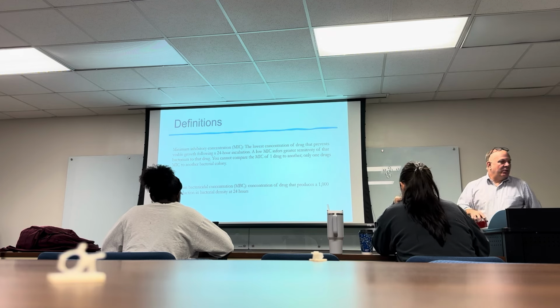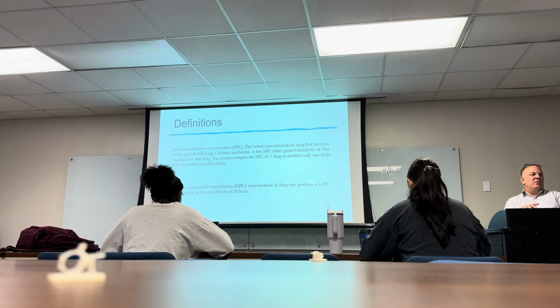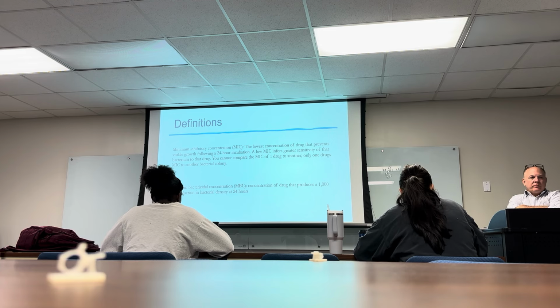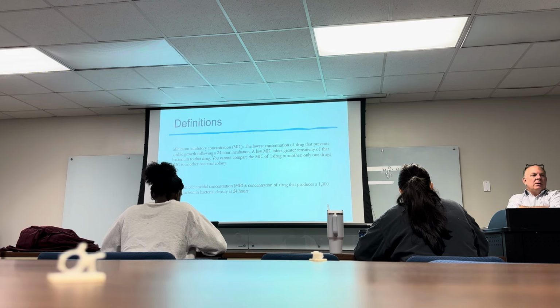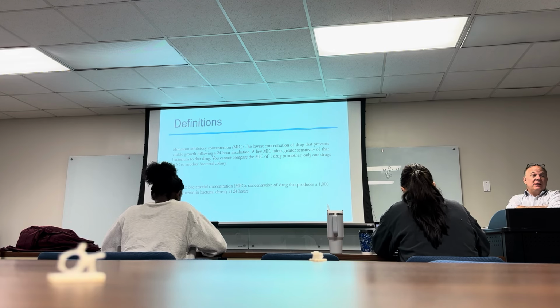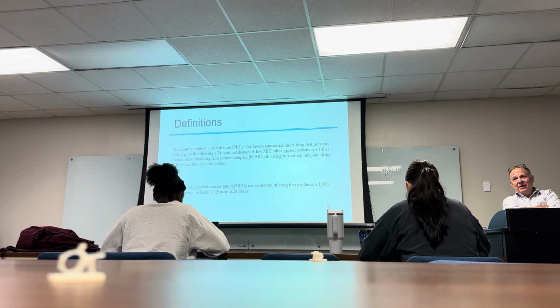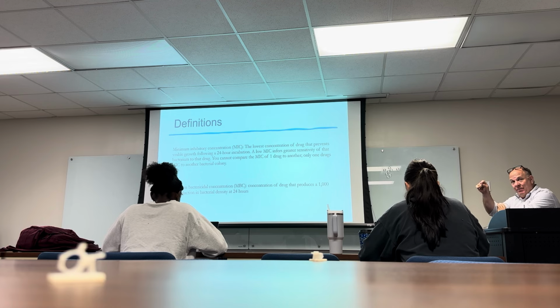Okay, so minimum inhibitory concentration is the lowest concentration of drug that prevents visible growth following 24-hour incubation. So I give a drug and I get no growth. A low MIC infers greater sensitivity of that bacterium to that drug. So the lower the MIC, the more potent that drug is for that bug.